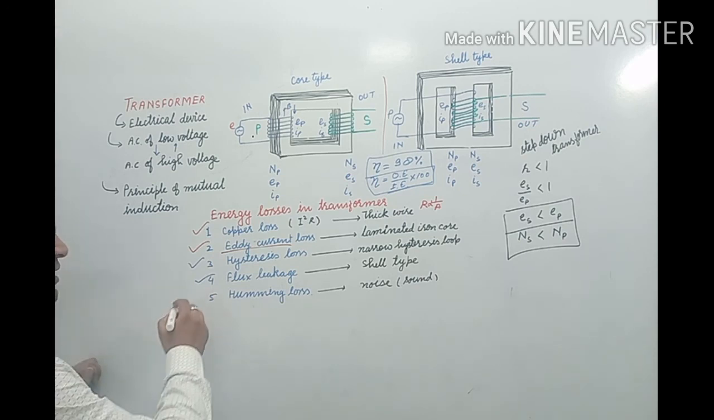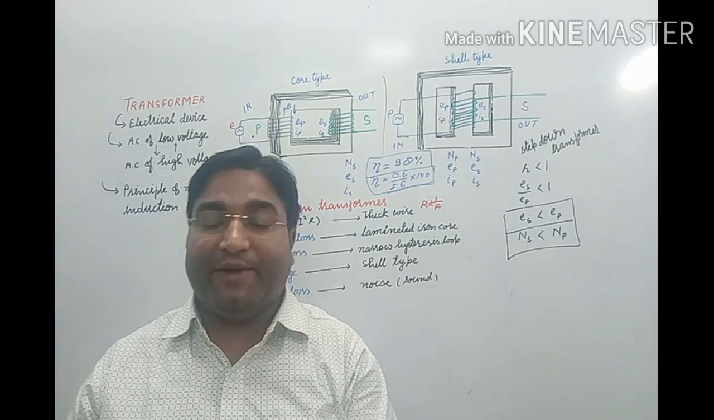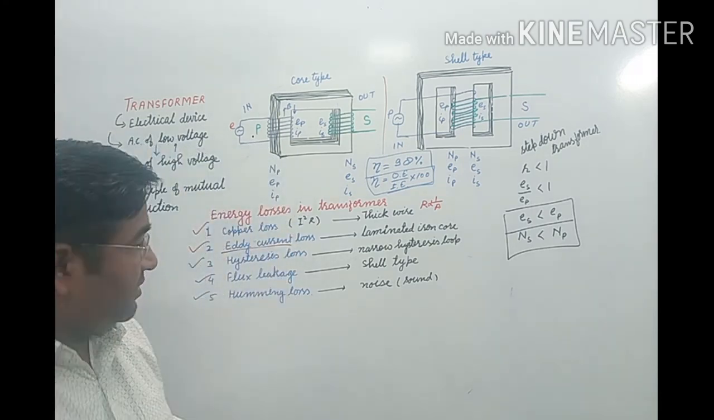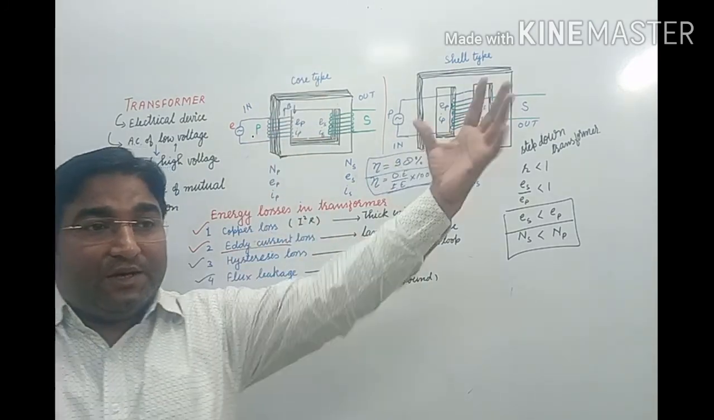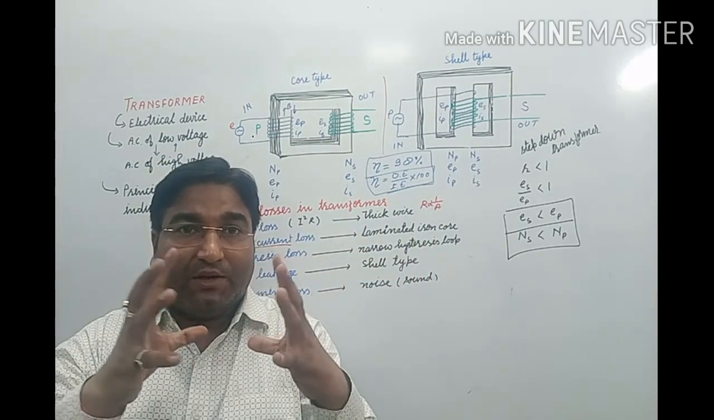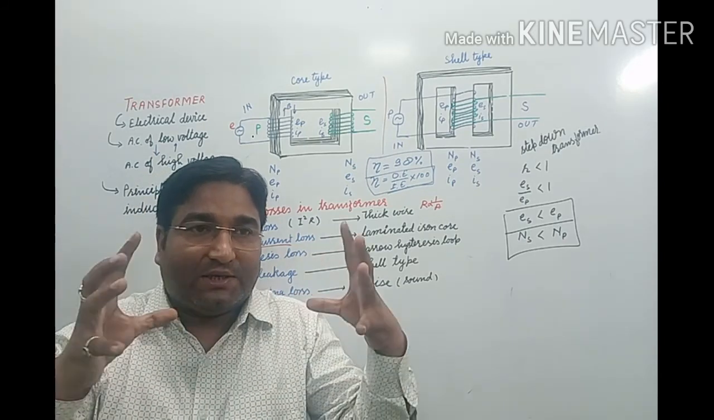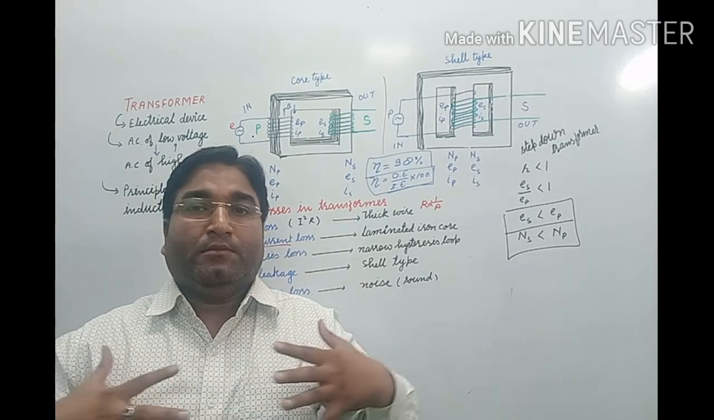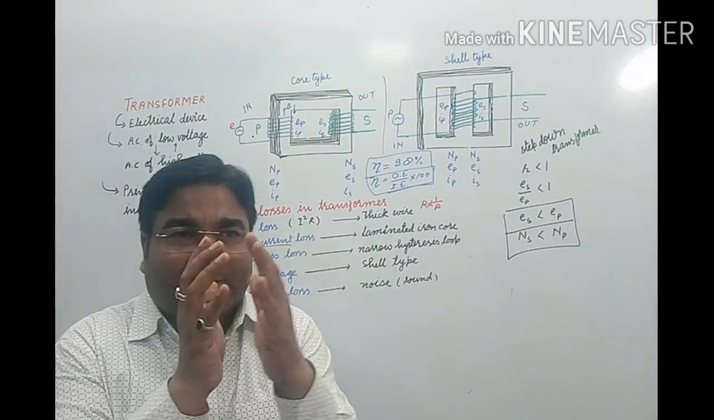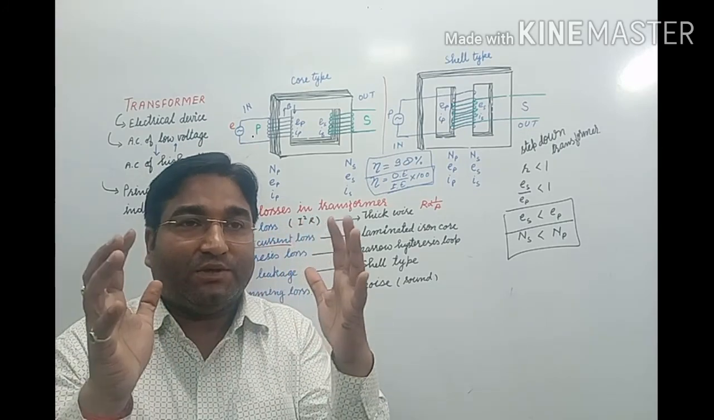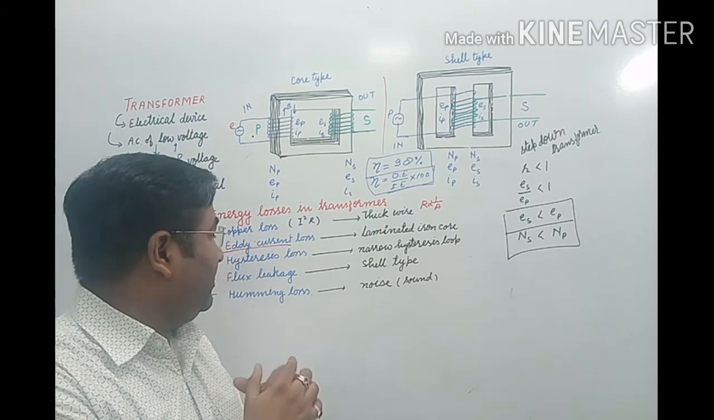And next, humming noise. When the transformer works, during its working the iron core elongates and contracts. In this way, a very little elongation produces a humming sound. So the energy is lost in the form of humming noise.